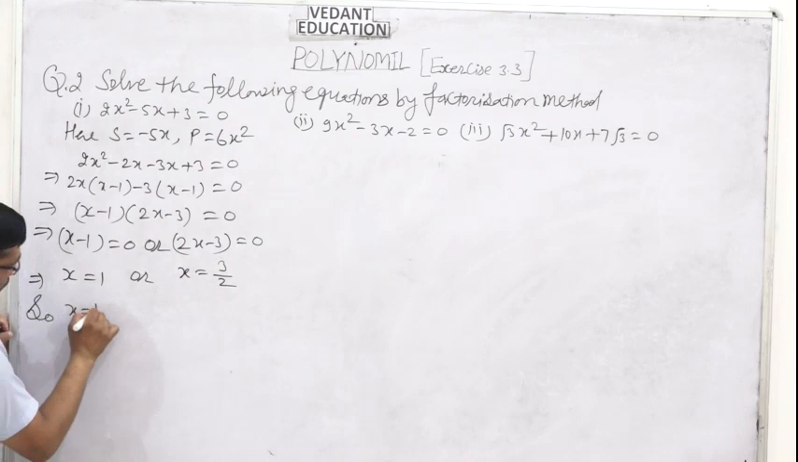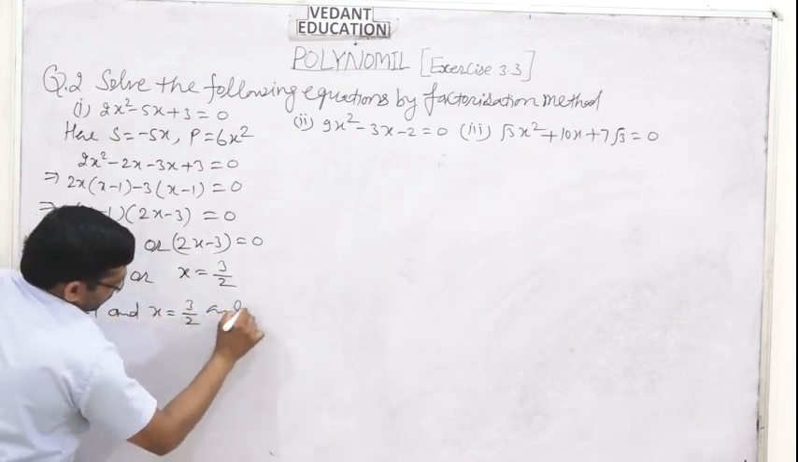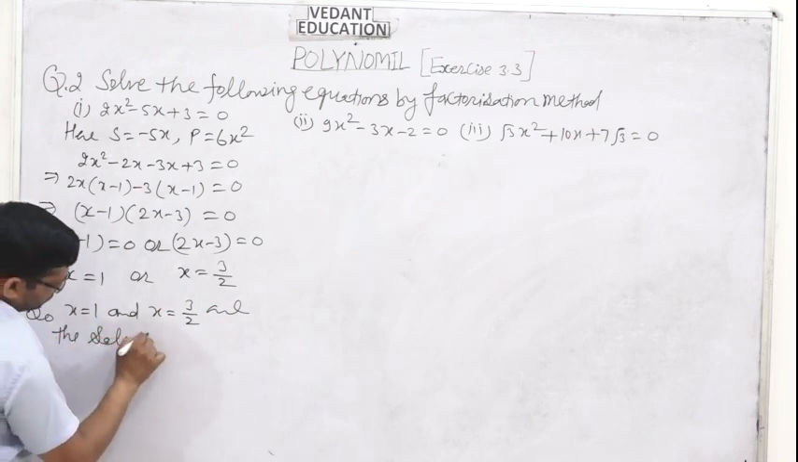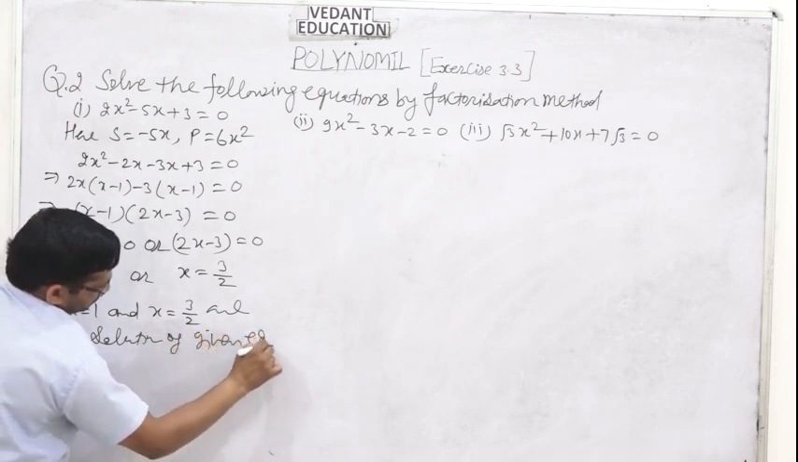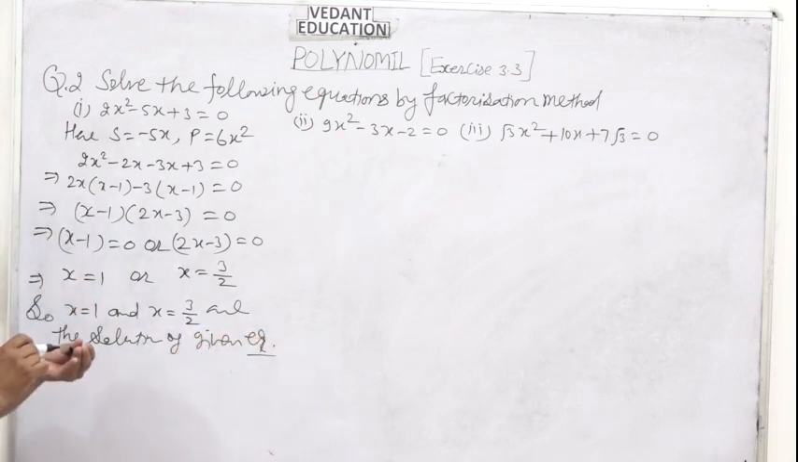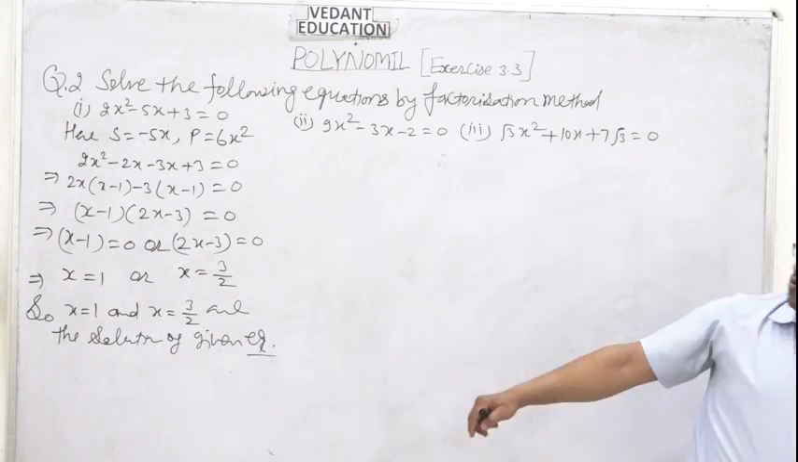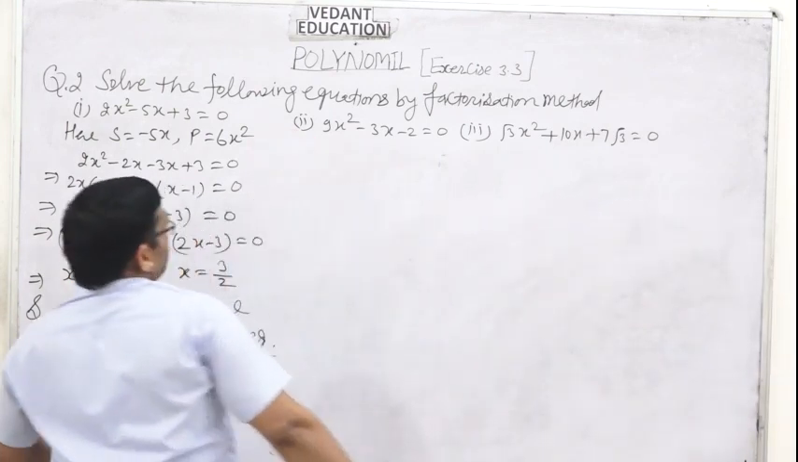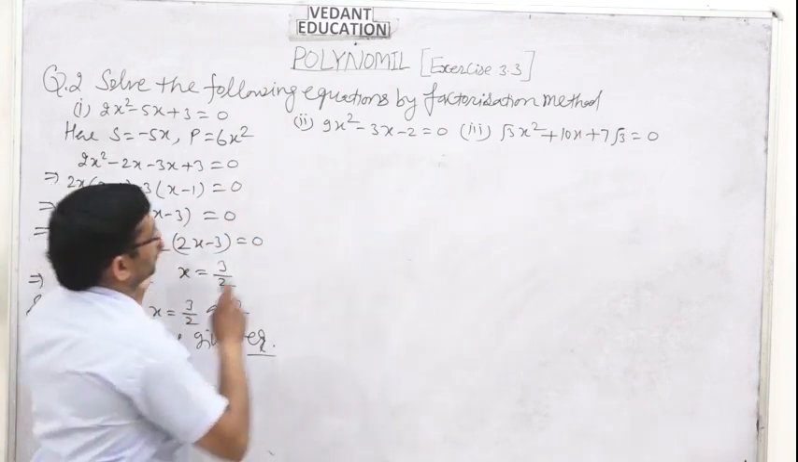So x is equal to 1 and x is equal to 3 by 2 are the solutions of the given quadratic equation. We can also say that x is equal to 1 and x is equal to 3 by 2 are the roots of the given equation. So we use this method. Similarly, part second, 9x square minus 3x minus 2 is equal to 0.